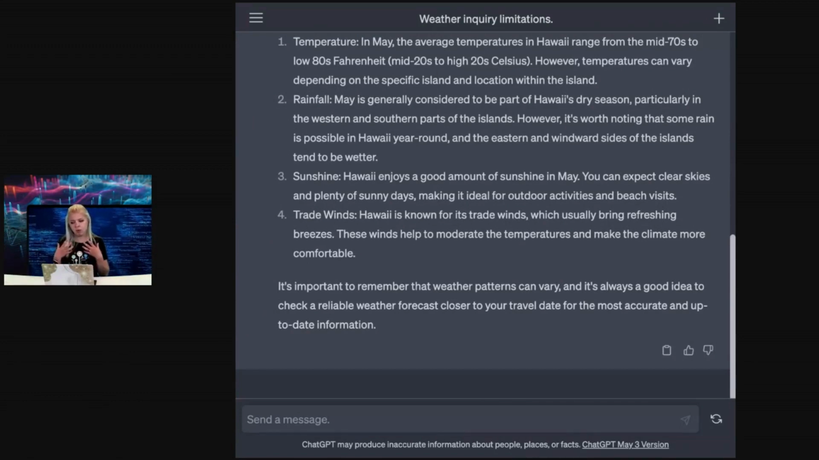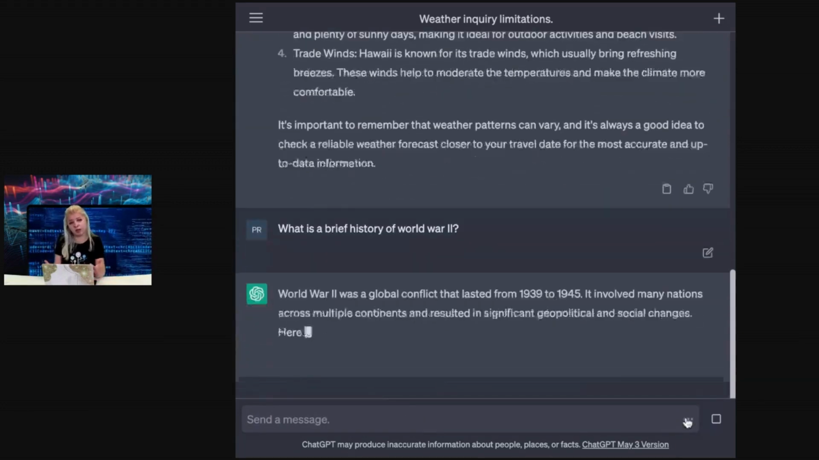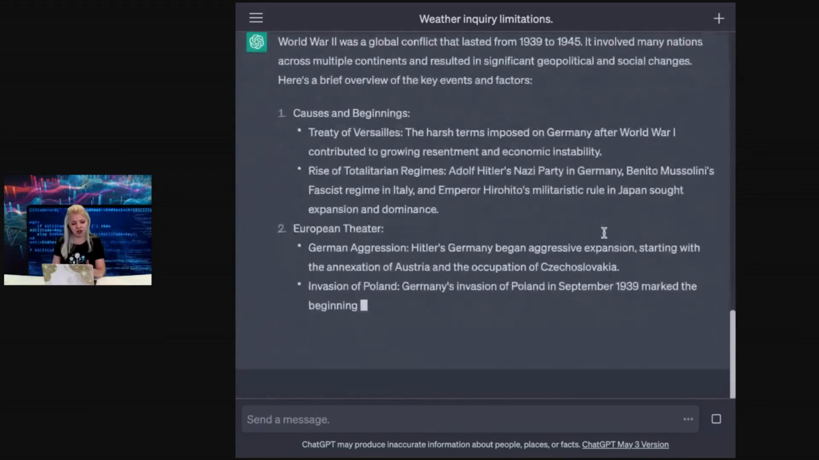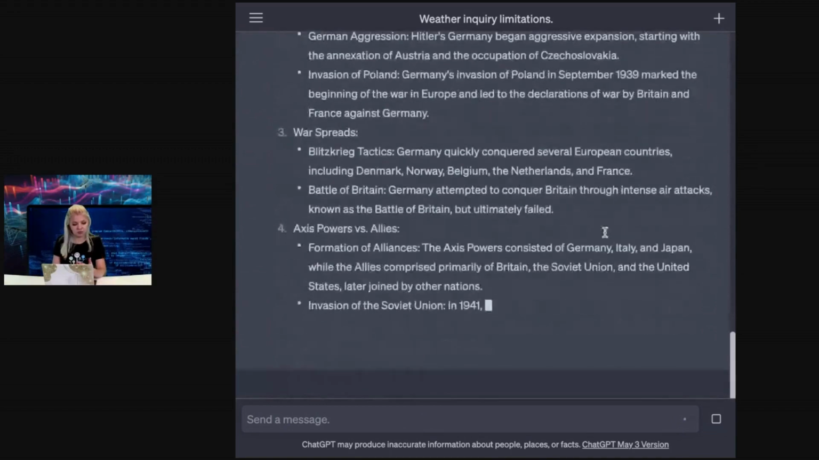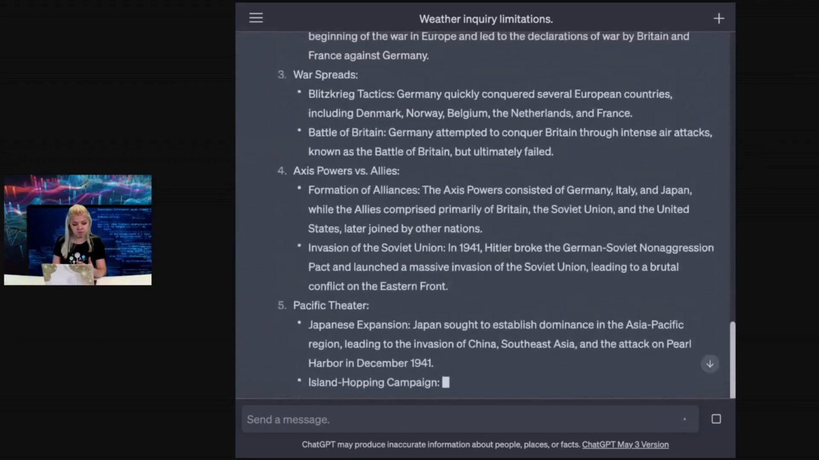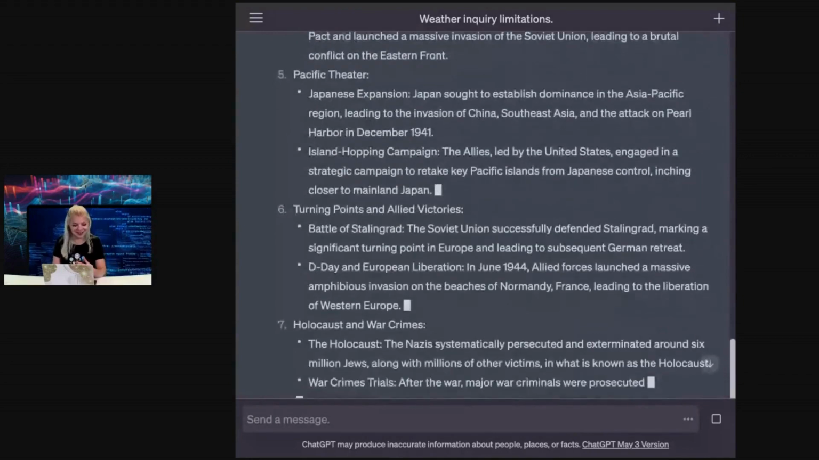Also, we want to keep our prompts very specific. So we want to give it context and we want to have it be specific. For example, if we just ask, what is a brief history of World War II? That's great, and it's going to give us some great information, but it's not going to be the best information. I'm waiting for it to finish.